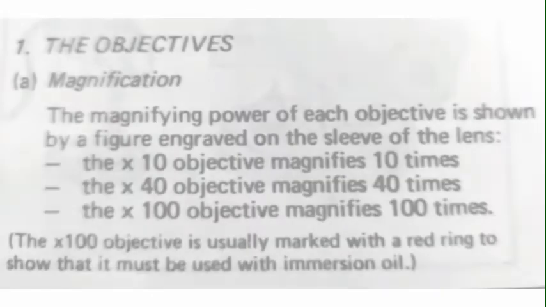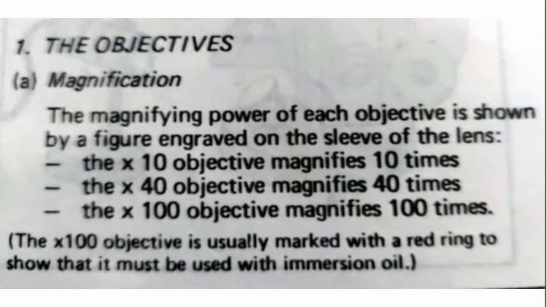The objectives. First one is the magnification. The magnifying power of each objective is shown by a figure engraved on the sleeve of the lenses. The X10 objective magnifies 10 times. The X40 objective magnifies 40 times. And the 100X objective magnifies 100 times.